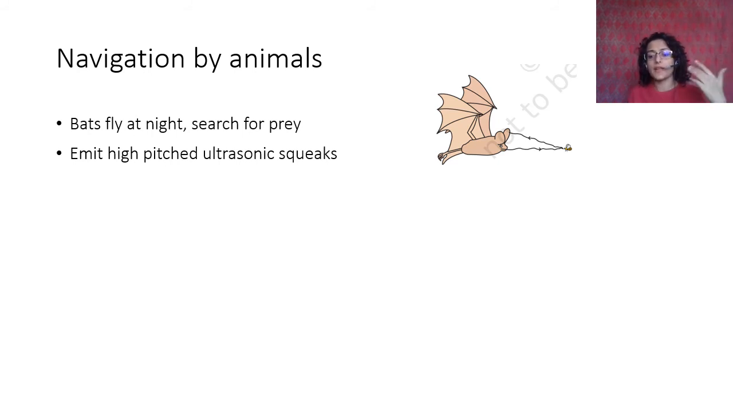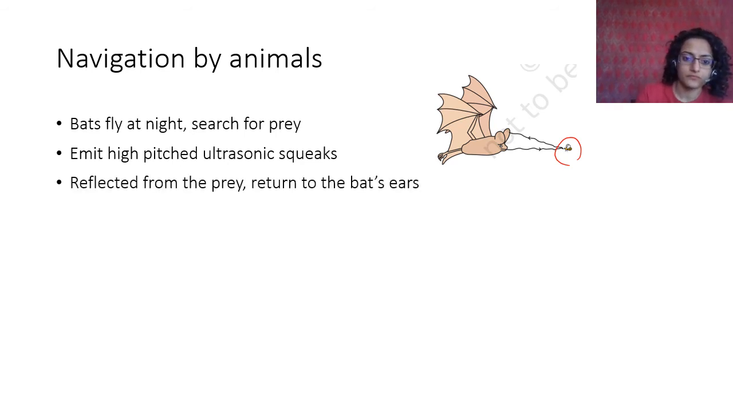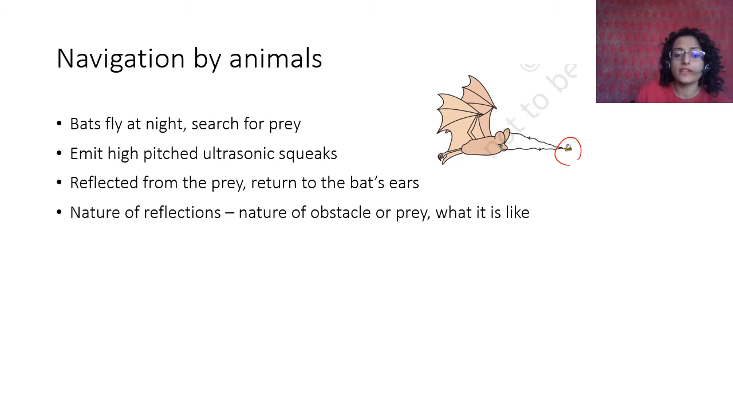So they know, if there is some object very close, then it gets immediately reflected. So then they know that it is very close. They have to navigate around it. And for small animals, for example, they know that only a small part is reflecting, which means it is a small animal which is moving here and there. The sound reflected from the prey returns to the bat's ears, and the nature of the obstacle or prey, what it is like, all of these things are given by the nature of the reflection.